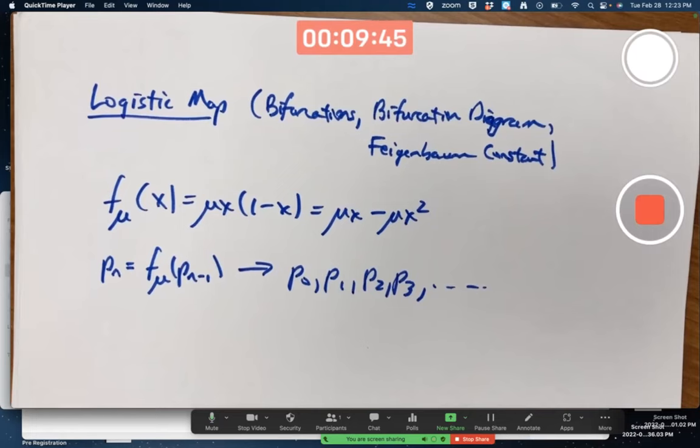And we're interested in knowing what happens to that sequence for different values of mu. And the bifurcation diagram that we're trying to work on making here is supposed to help us understand what's happening as mu changes. How does the value of mu affect what you observe?